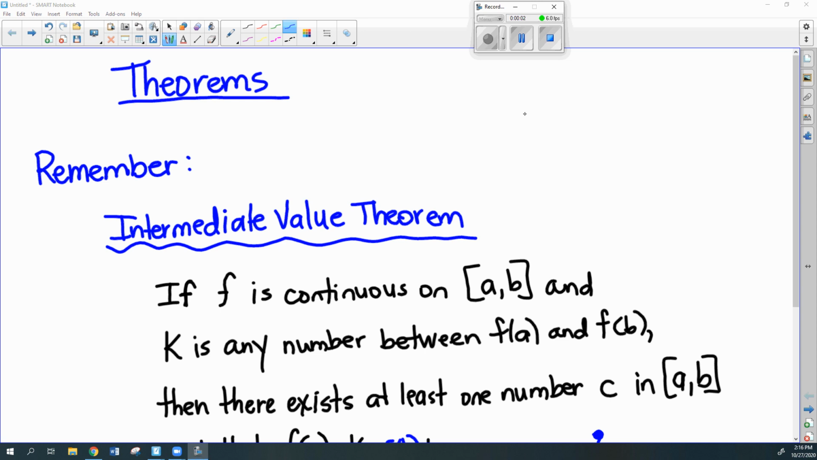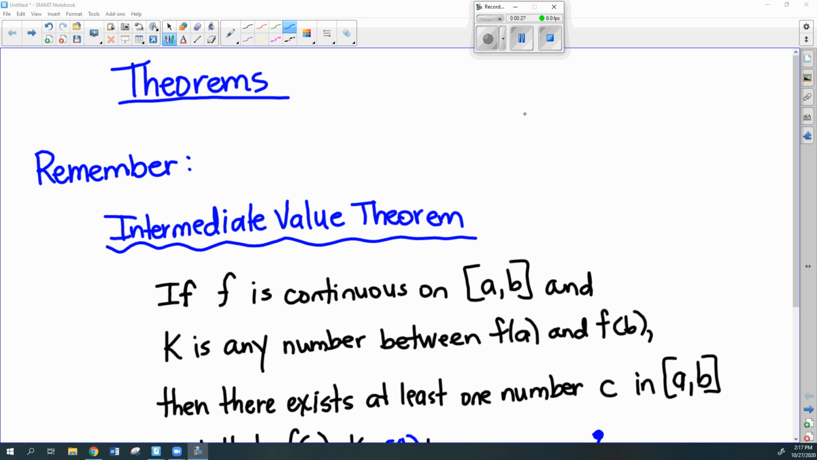All right, I want to go back and record what we talked about on the theorems today, just so you have something to go back and look at in case you didn't get it all copied down, or you have it copied down now, but you just want to listen to it again and make sure that you understand what you copied down. So we started by reviewing the intermediate value theorem.